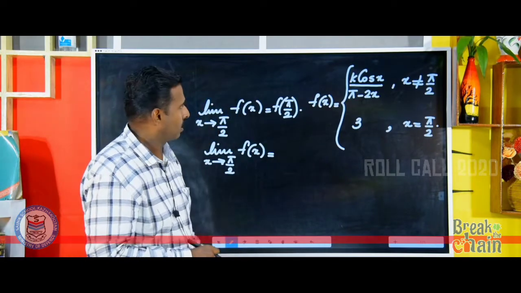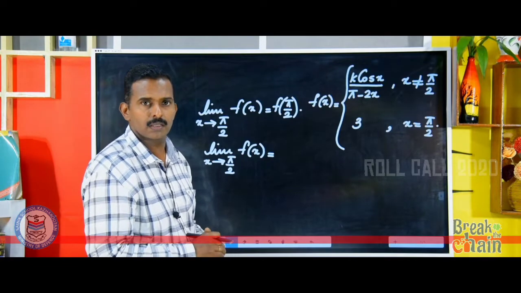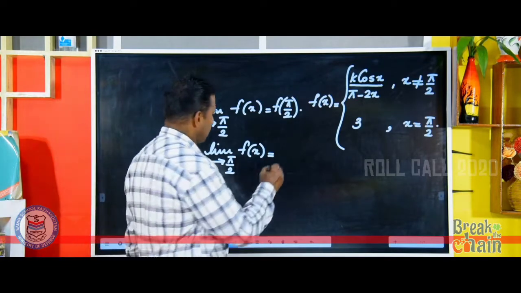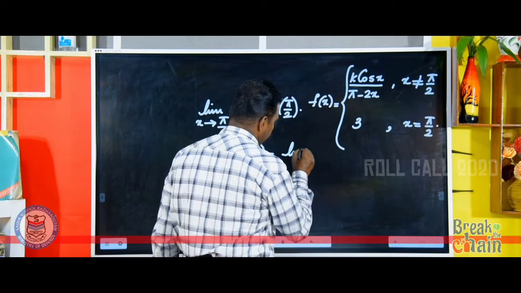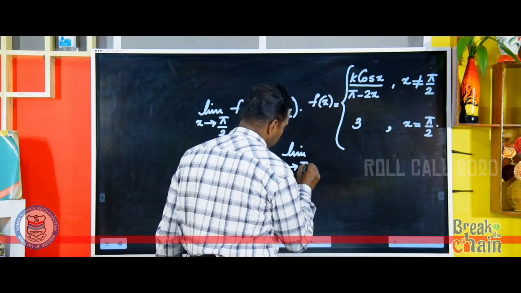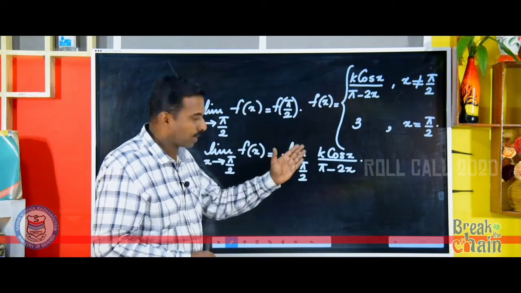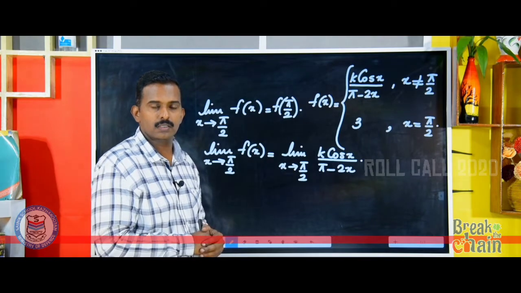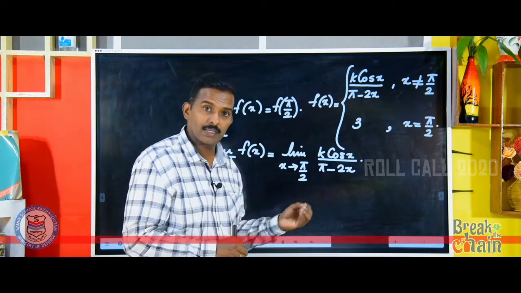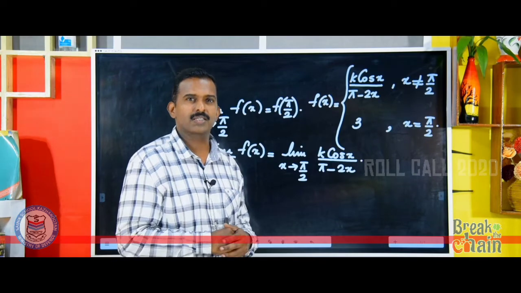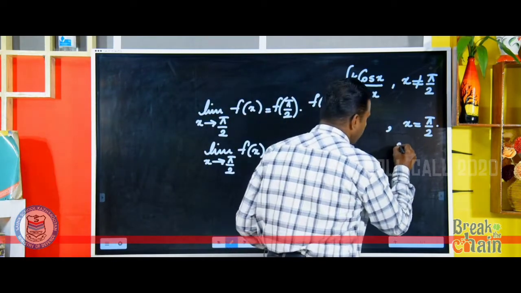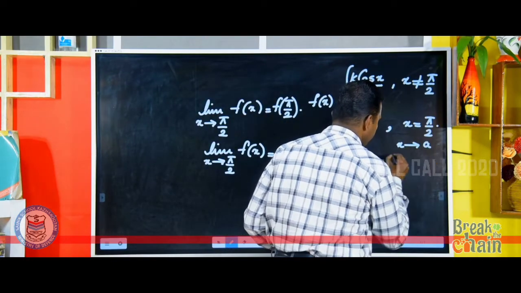What is f of x? k cos x by pi minus 2x. Therefore, it changes as limit x tends to pi by 2, k cos x by pi minus 2x. Now, such questions are done by substitution. x tends to a.